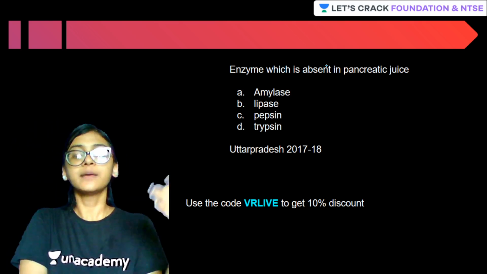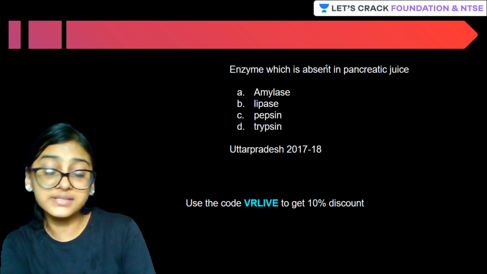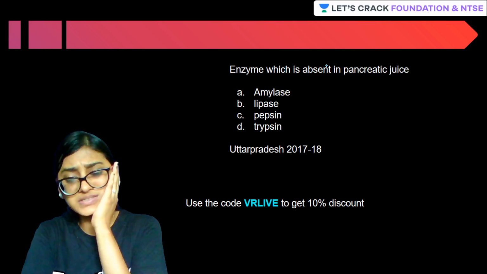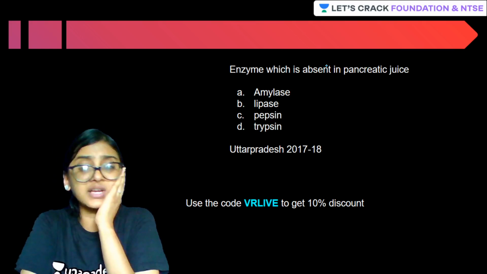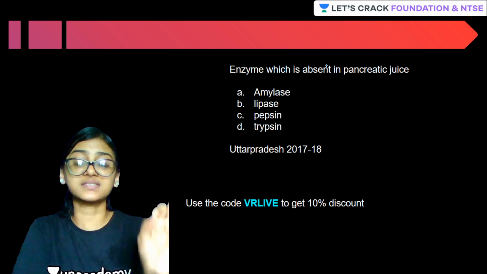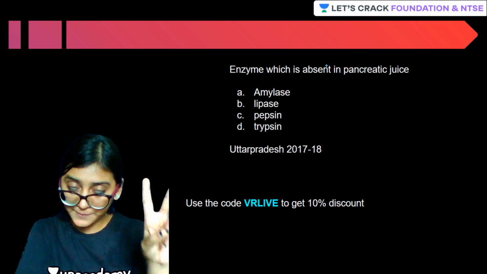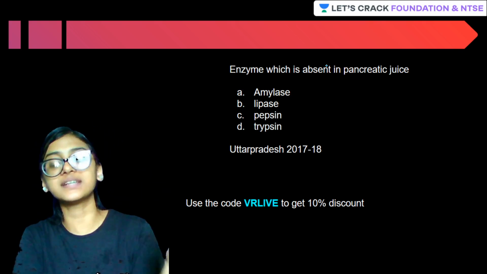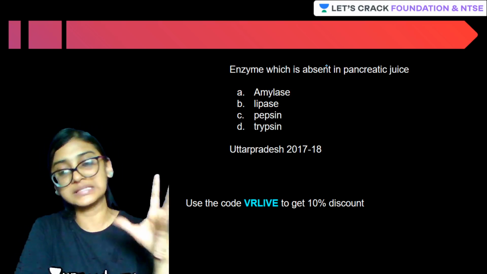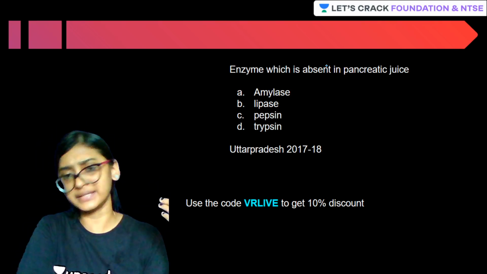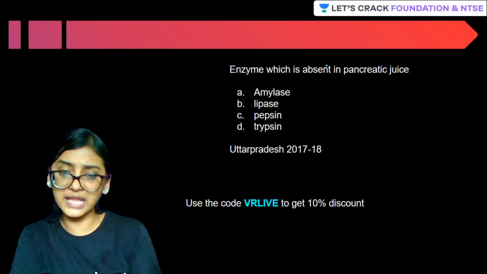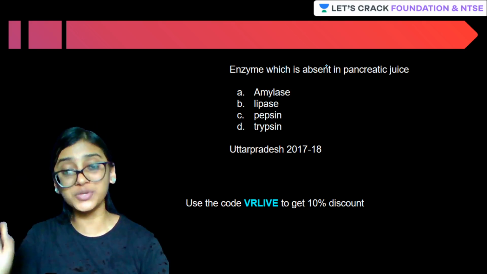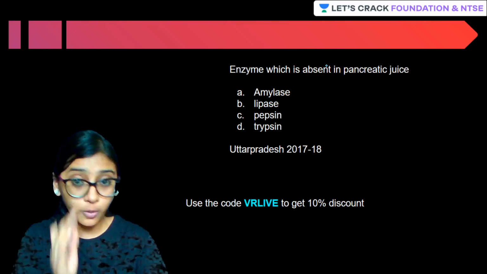Enzyme which is absent in pancreatic juice: amylase, lipase, pepsin, trypsin. What is the right answer? I know many of you would be getting confused now. Ma'am, what is this? I'm able to see all these enzymes in the pancreas. Students, amylase is of two types: pancreatic amylase and salivary amylase. Pancreatic amylase is present in the pancreas. Now coming to lipase. Lipase is also present in the pancreas, pancreatic lipase. But pepsin is a gastric enzyme. It is present in the stomach.